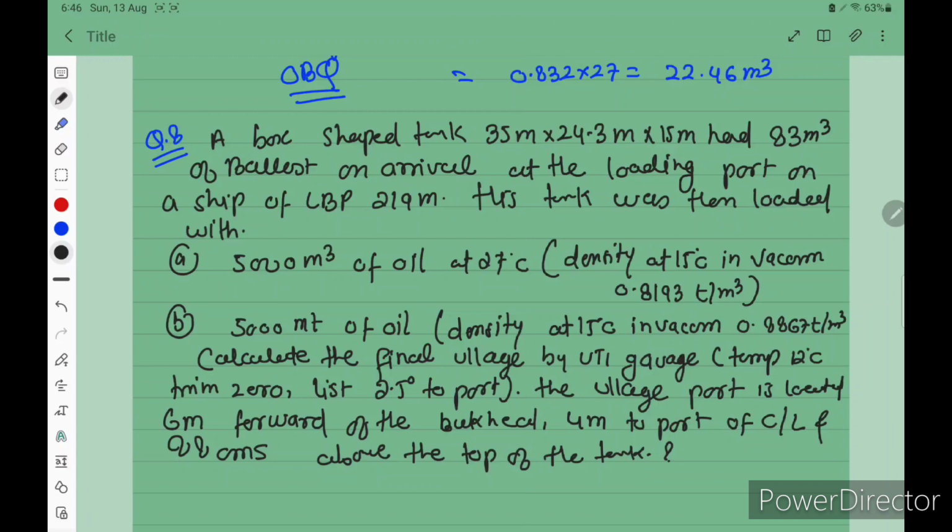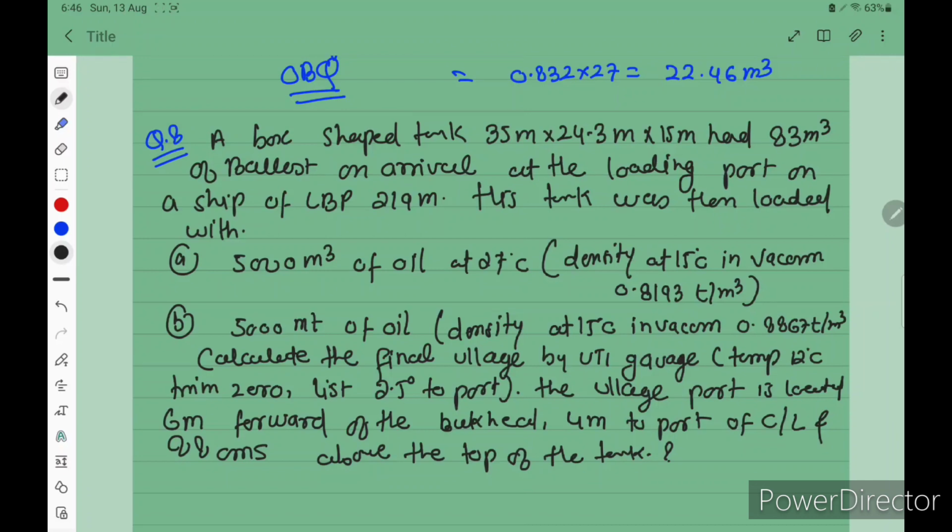And second cargo is 5000 metric ton of oil. Density at 15 degrees centigrade in vacuum is 0.8867 tons per meter cube. Calculate the final ullage by UTI gauge. Temperature was 12 degrees centigrade. Trim 0. List 2.5 degree to port. The ullage port is located 6 meter forward of the bulkhead, 4 meter to port of the center line, and 88 centimeter above the top of the tank.